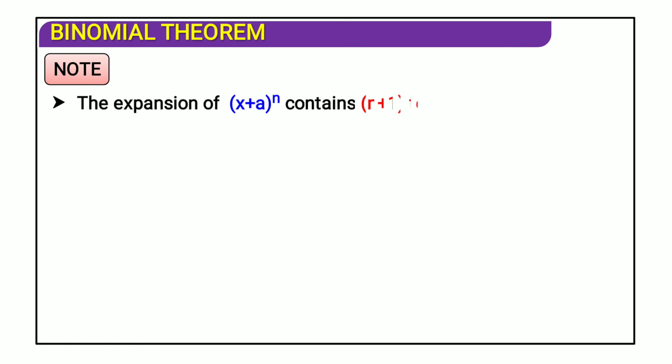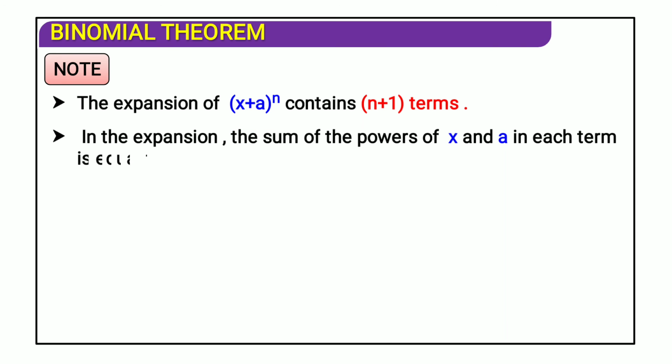The expansion of x plus a whole to the power n consists of n plus 1 terms. We conclude this from x plus a to the power 1 consisting of 2 terms, the square consisting of 3 terms, the cube consisting of 4 terms. So x plus a to the power n consists of n plus 1 terms. Then, in the expansion, the sum of the powers of x and a in each term should be equal to n.